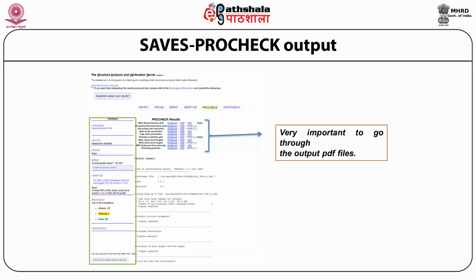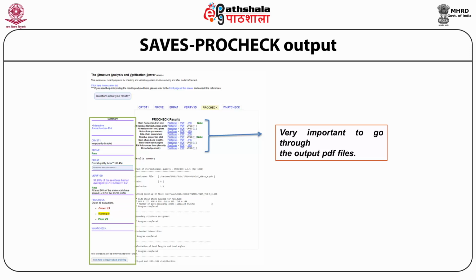Or if you want to do a plot for individual amino acids, then the individual amino acid plot is also there. Then the Chi plot is also there. Main chain parameter plots, side chain parameter plots, residue parameter plots, all those plots are available. So it is very important to go through each PDF file and look at what errors have been observed in the model, whether these errors can be rectified, or you need to do some energy minimization to rectify these errors. So you should do that and run the program again.